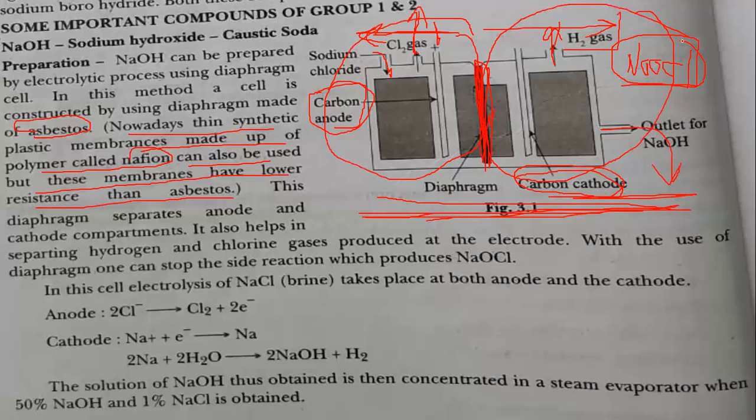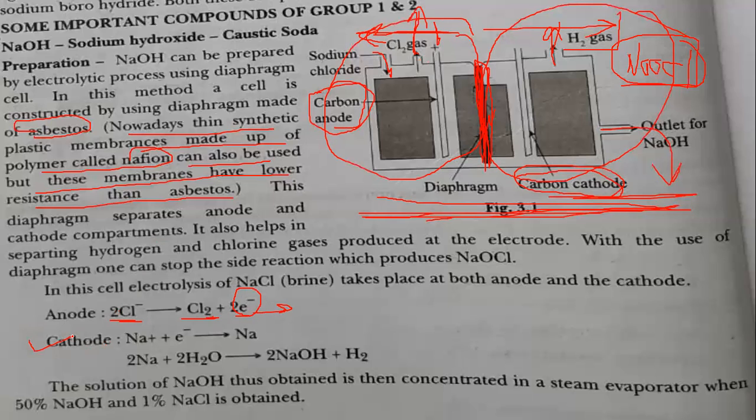Now see, in this cell, electrolysis of NaCl is carried out, that is, salt water, and that takes place at both the anode and the cathode. So at the anode, what happens? Cl minus ions react with each other to form Cl2 gas, and 2 electrons are liberated at the anode.